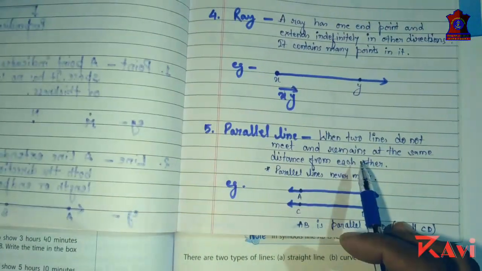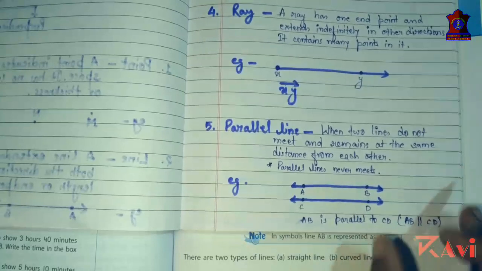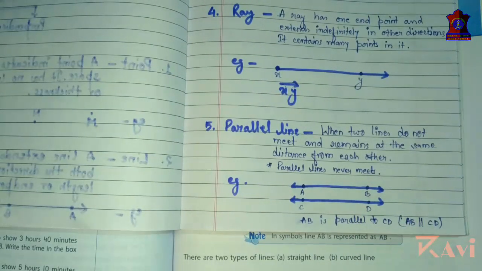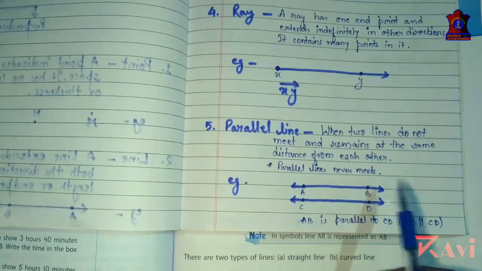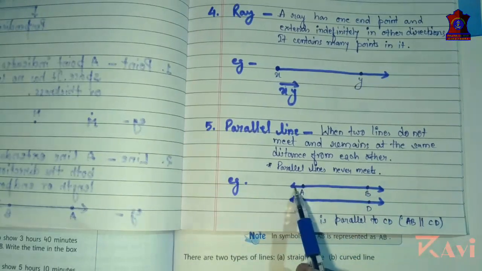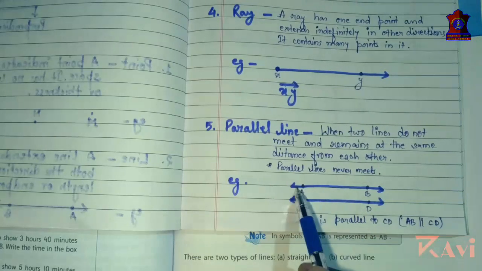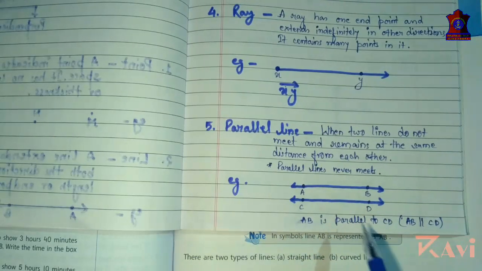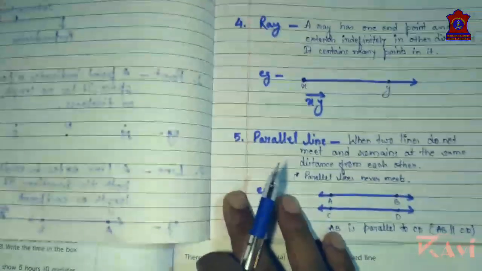Next is parallel line. When two lines do not meet and remain at the same distance from each other, we can say that this is a parallel line. One more very important thing about parallel lines is that they never meet. See, this is the example of parallel lines. When two lines remain equidistant from each other, ye dono ek dusre se barabar ki duri par rahenge hamesha ke liye. Clear? AB is parallel to CD. See, this is the symbol of parallel. So this you have to keep in your mind while doing this chapter.